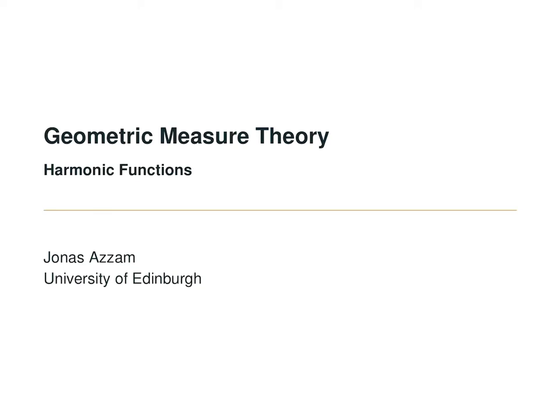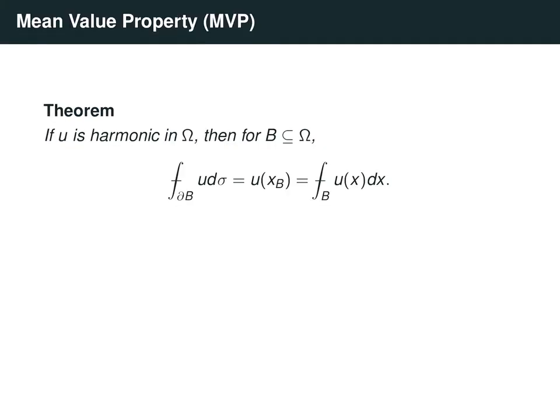Before starting our discussion of harmonic measure, we need to review some essential properties of harmonic functions. So the most important and characteristic property of harmonic functions is the mean value property. This says if we have a harmonic function in some domain omega, then for any ball B contained inside omega, if we take the average of u along the boundary of the ball B, this is equal to the value of u at the center of the ball.